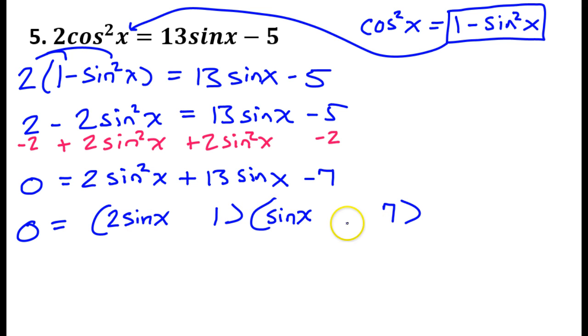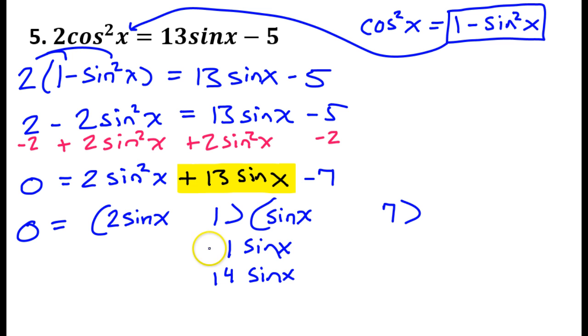When you get good at it, you'll start to do it in your head a little bit, so you'll see where you're headed. When I look at this, I'm thinking inner plus outer equals middle. This is the middle. Inner, I have 1 sine x. Outer, if I multiply these two outers, that's going to be 14 sine x. So these have to add up to be positive 13.